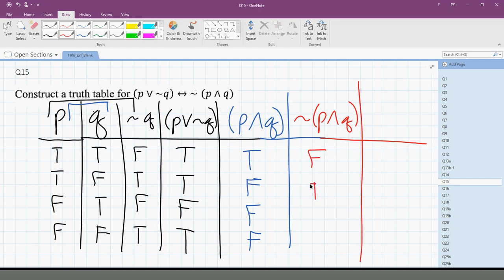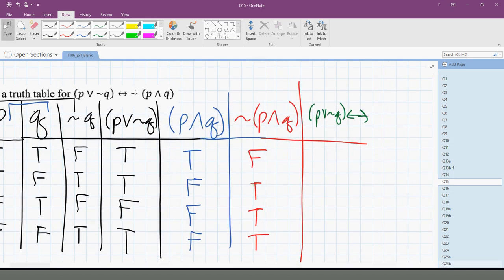So you said false, true, true, true. And then now we'll do everybody, the whole thing. I haven't used green yet, so let's grab green. Now we want to do P or negation Q, this double arrow, and negate P and Q. I don't know why I put an and sign there. It doesn't need to be there. Let's just fix that real quick.